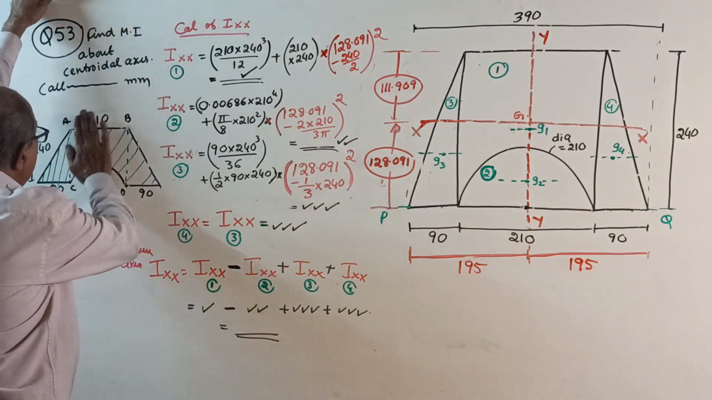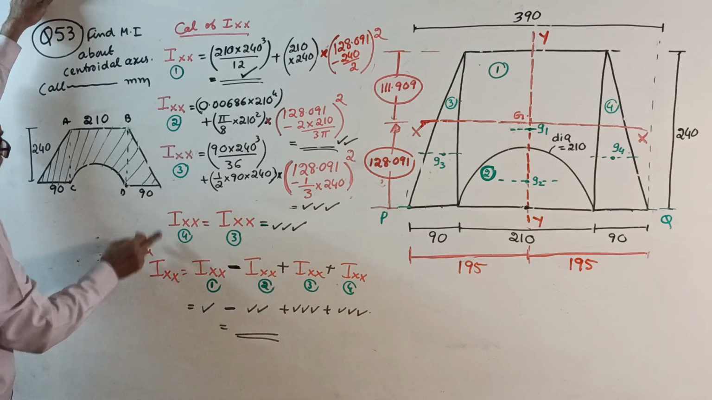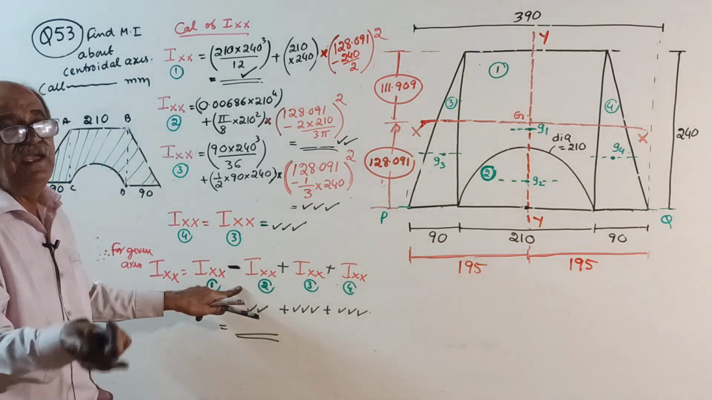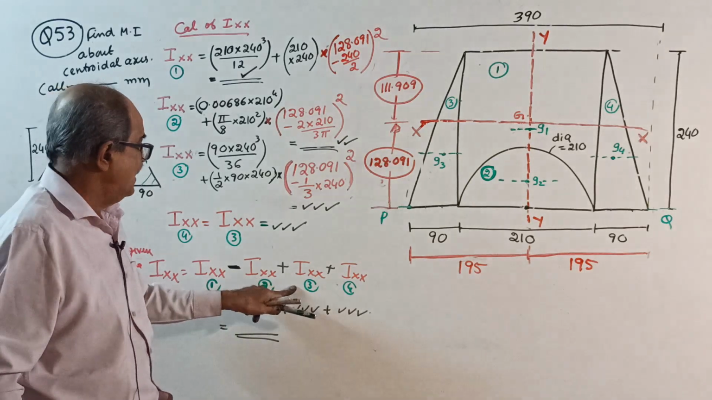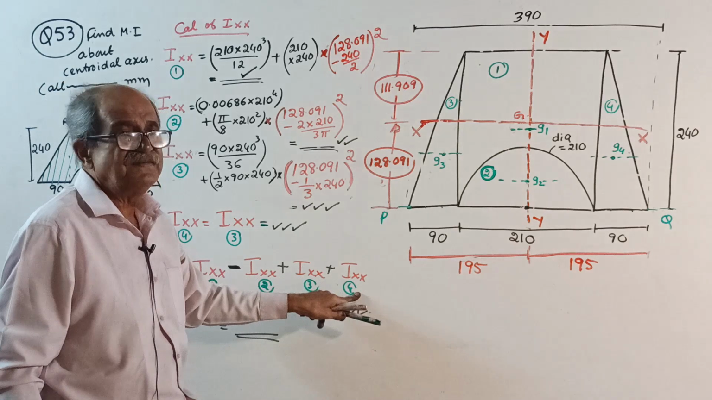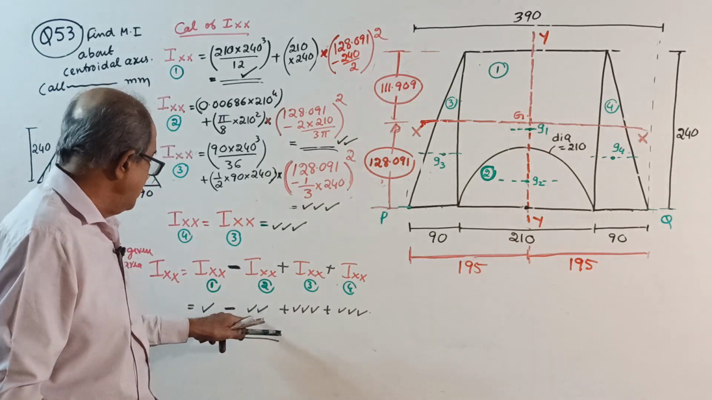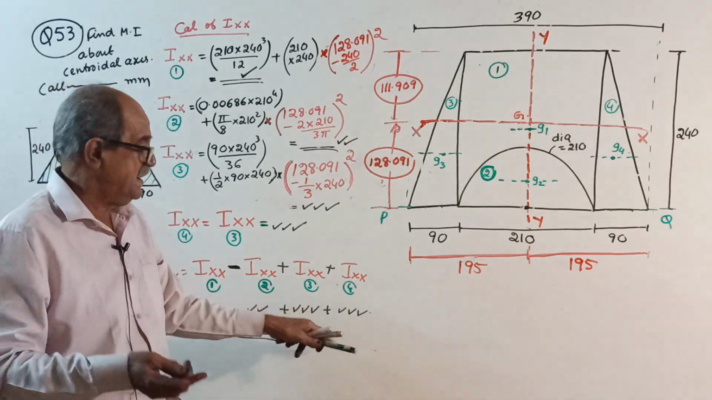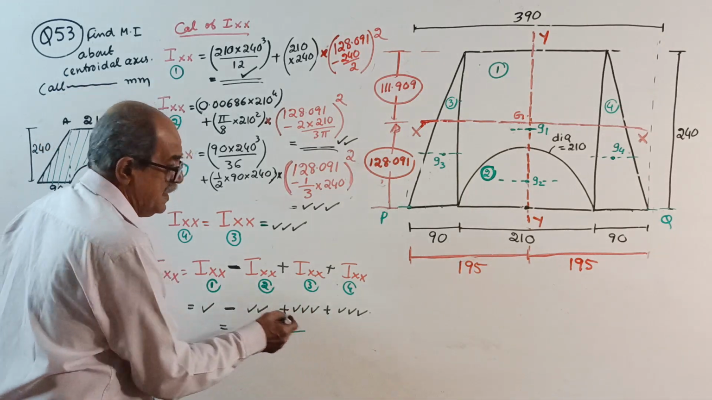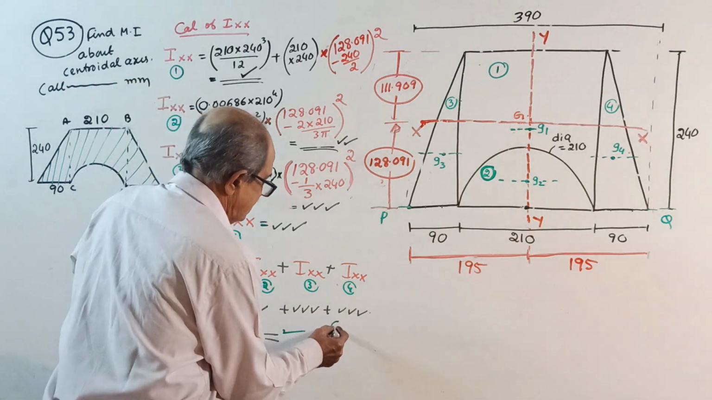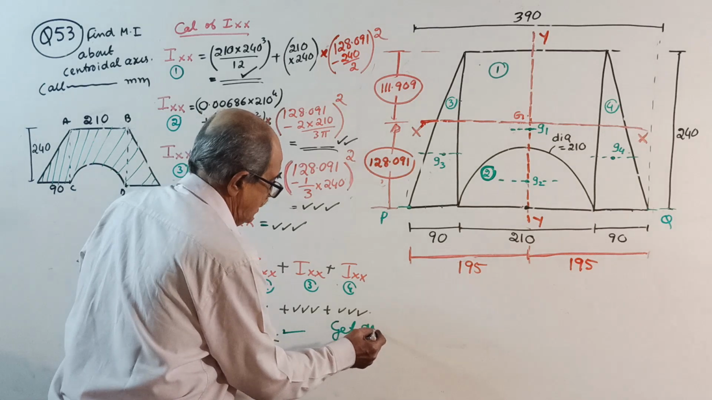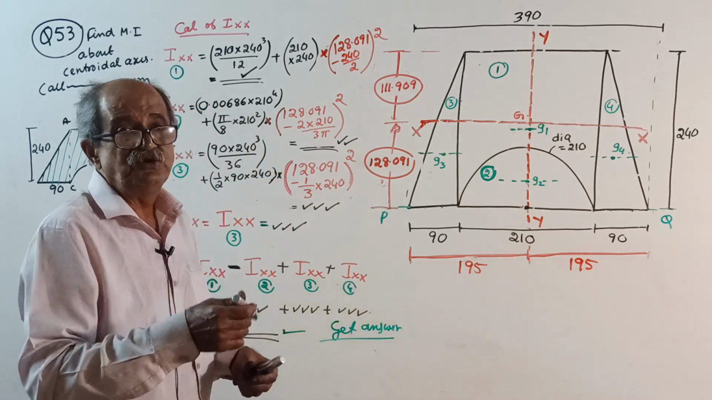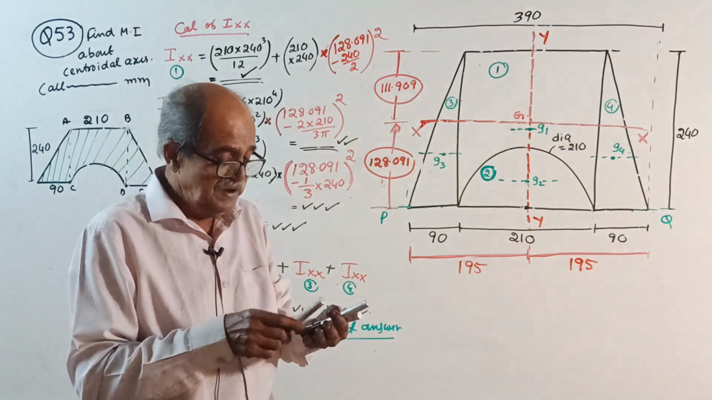Therefore, for the given real area, Ixx equals Ixx per 1 minus Ixx per 2 plus Ixx per 3 plus Ixx per 4, right minus double right plus triple right plus once again triple right. Write whatever you got. Very important. Get the answer. I will tell you why you have to get the answer: because there is an alternate solution. Solution 2. That's why get the answer.